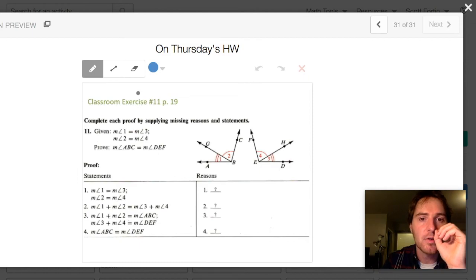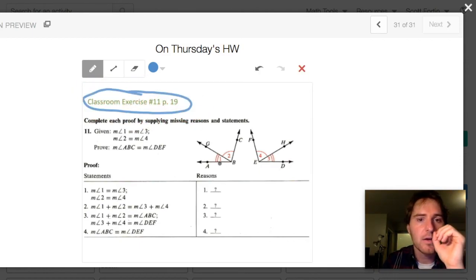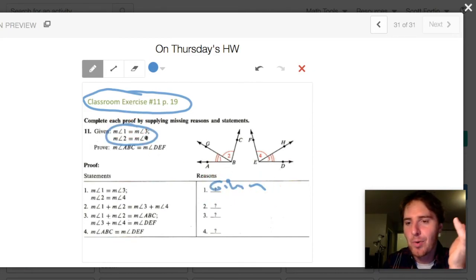Classroom exercise number 11, page 19. So check it out here. This is actually probably a pretty similar one to what we just did right here. All right, step 1, list out your givens. It's less important to understand what this proof is trying to prove. It's more important that you just get used to the systems, the logic of it all here.